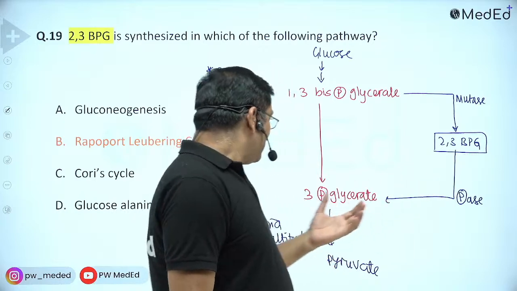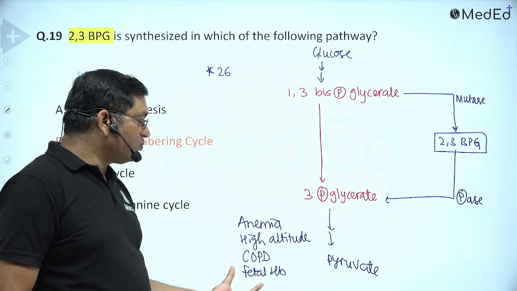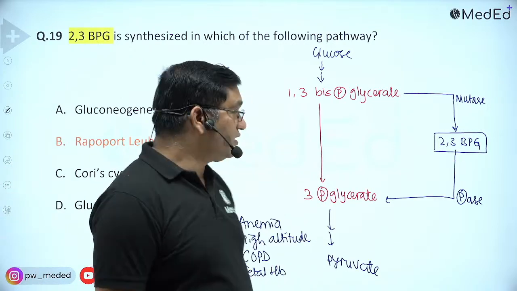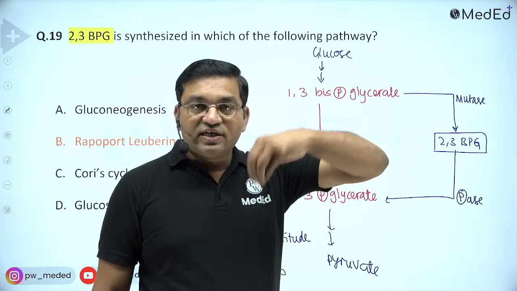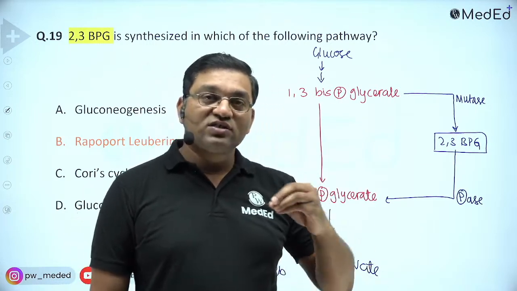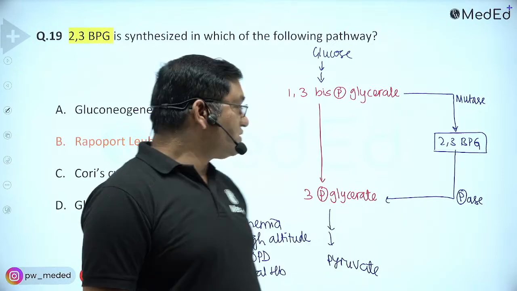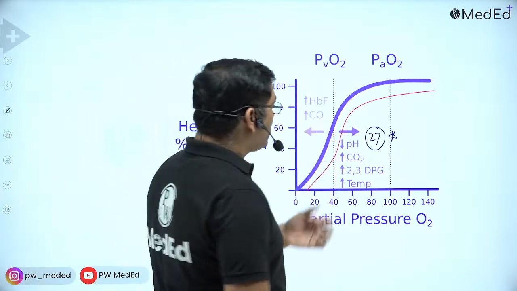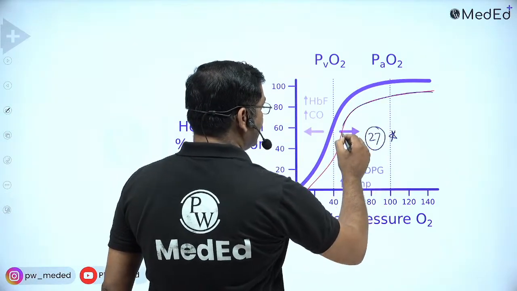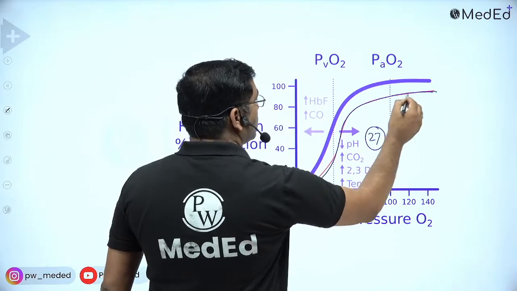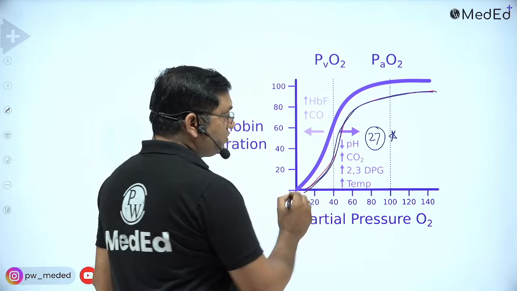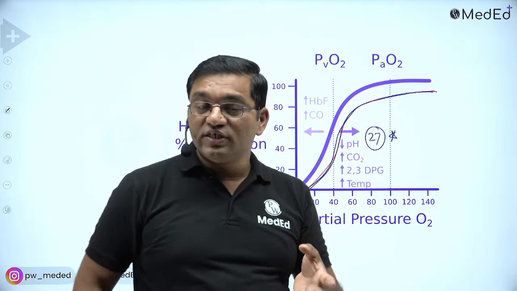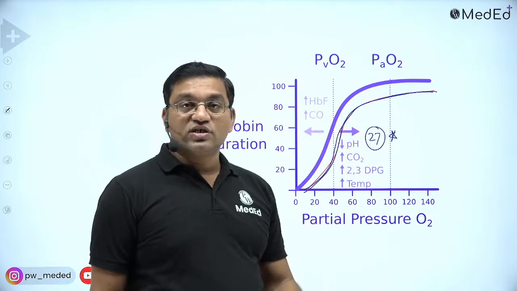That's why it is important in conditions like anemia, high altitude, COPD, and in case of fetal hemoglobin. 2,3-bisphosphoglycerate occupies the central cavity of the hemoglobin and causes the unloading of oxygen to the tissue. It causes the shift of the oxygen dissociation curve to the right. So these are the negative effectors which cause unloading of oxygen to the tissues or shift the oxygen dissociation curve to the right.